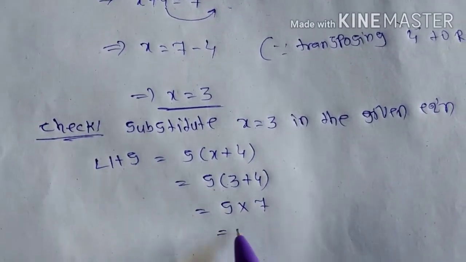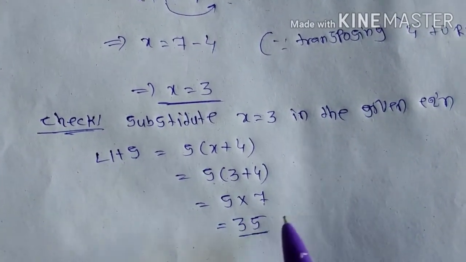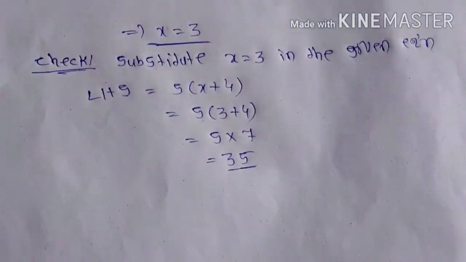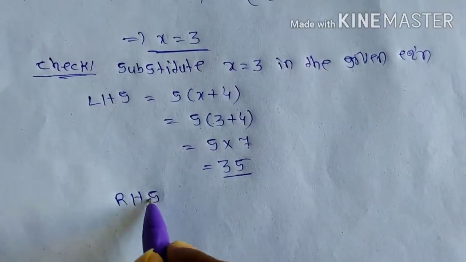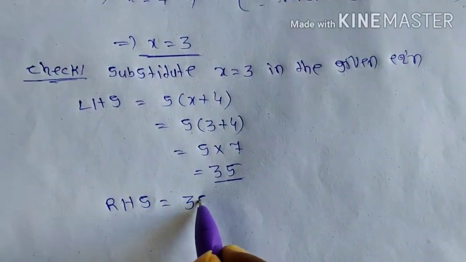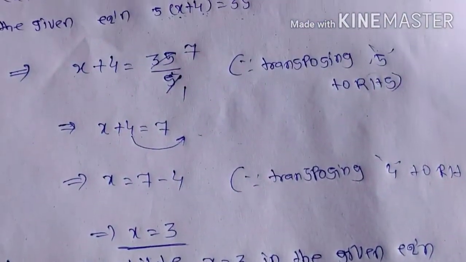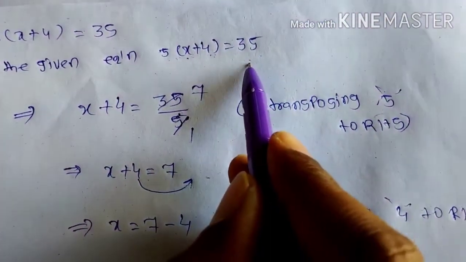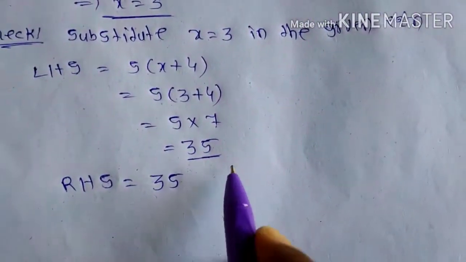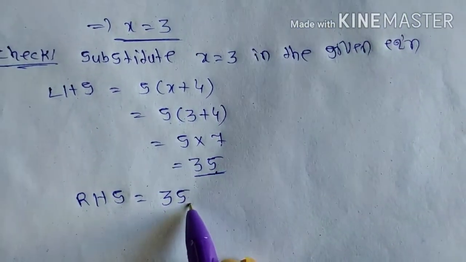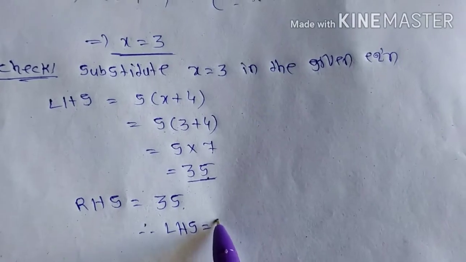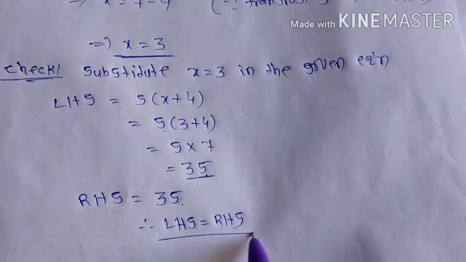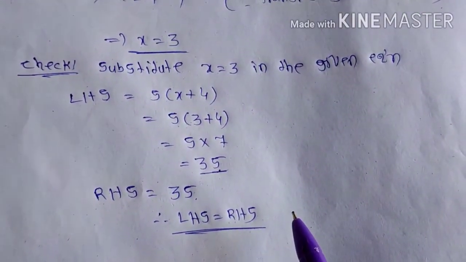5 7s are 35. LHS is equal to how much? 35. In the RHS how much? RHS is equals 35 only. Yes or no? See here in the given equation RHS is 35 only. Therefore you can see here LHS 35, RHS 35. Therefore LHS is equals RHS. This is your solution.